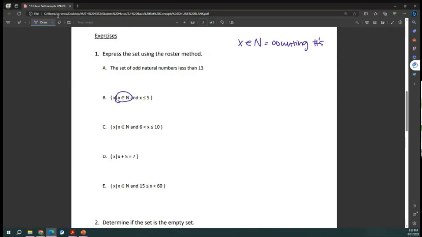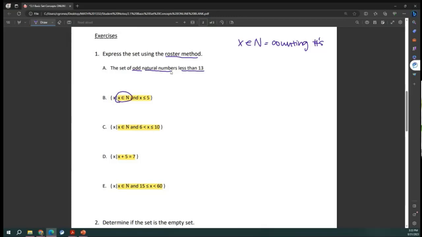So like I said up there, this part at the end is going to be your condition. These are the main points that we need to know for these problems. On number 1, letter A, it says express the set using the roster method. So the roster method, we need our braces and we need to separate all of the elements with a comma. So this first one, letter A, is just written out. It says we're looking at the set of odd natural numbers less than 13.